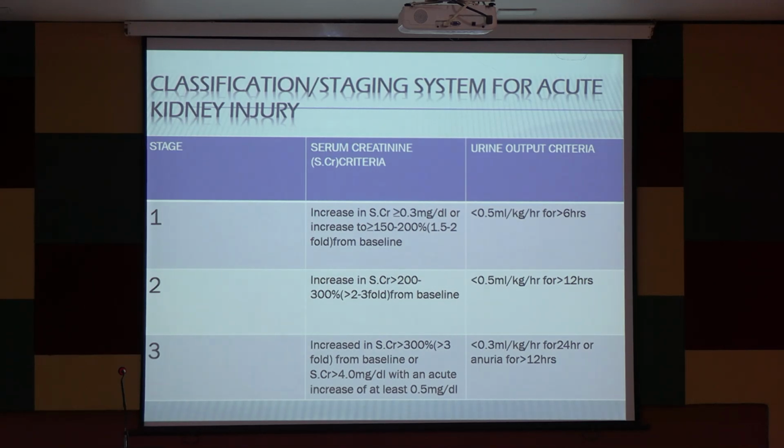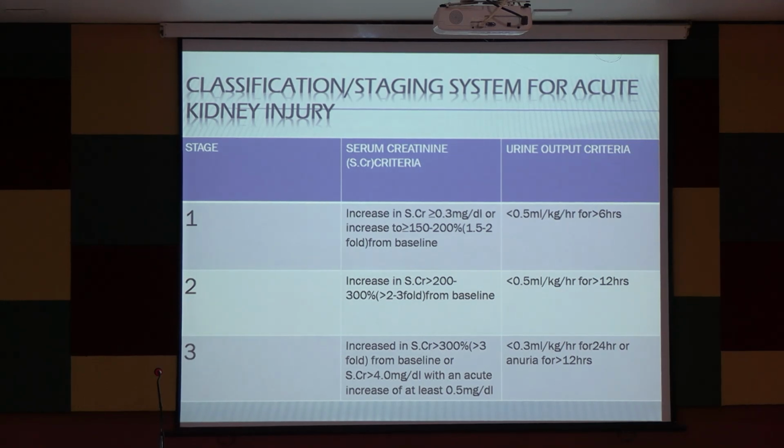If serum creatinine increases by 0.3 milligram per deciliter or more, or 150 to 200% from the baseline creatinine, so we measure the creatinine at 2 instants. We should know the baseline creatinine level. If there is a 1.5 to 2-fold rise of the creatinine level from the baseline, then we call it an acute kidney injury, or simply by measuring the urine output for more than 6 hours. If it is less than 0.5 ml per kg per hour for more than 6 hours, then it is an AKI or acute kidney injury. You remember the first one only.